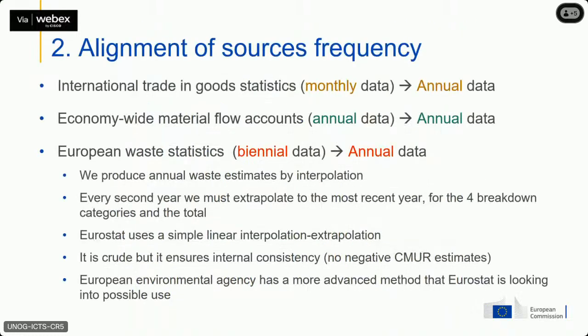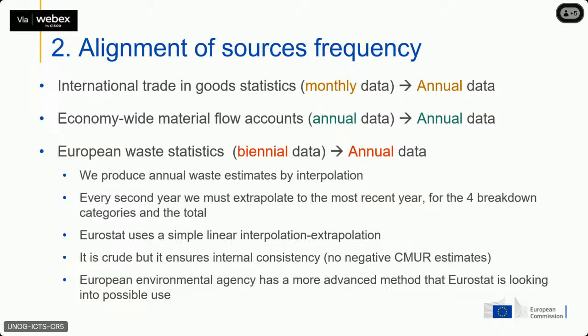Once you have aligned your classifications, the second thing you have to align is the frequency of the data, because these three data sources have a different periodicity, at least in the EU. International trade statistics are monthly, and from there it's straightforward to calculate annual aggregates. You simply sum the 12 months. Economy-wide material flow accounts are annual, and we use the data as such because we produce this indicator with annual periodicity. But then we have a problem with the waste statistics because in Europe, they are biennial, every second year.